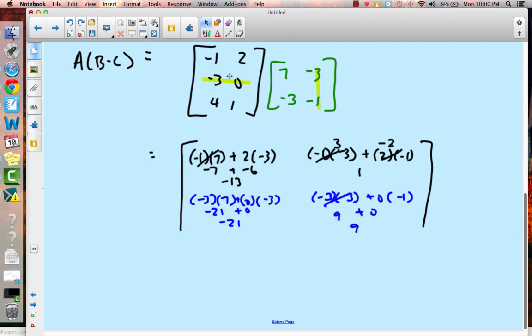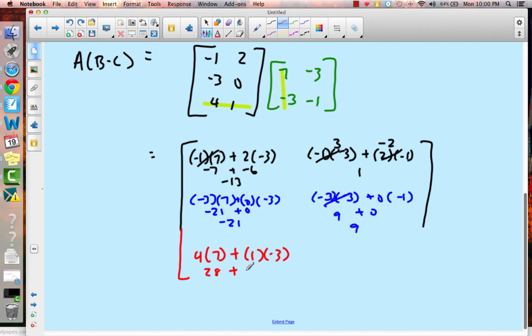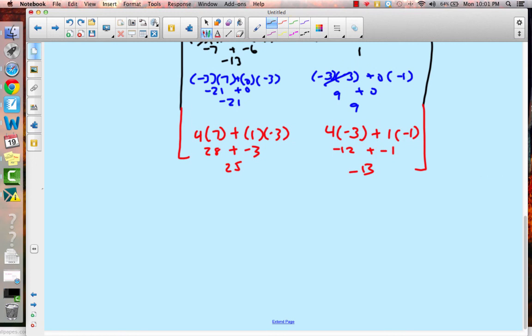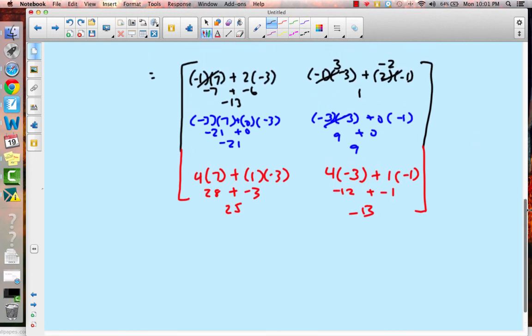Okay. All the columns are done, so finally we go to third row, first column. Okay. So third row, first column, that's going to be 4 times 7 plus 1 times negative 3. So 28 plus negative 3, that gets us 25. And then last but not least, third row, second column. So we get 4 times negative 3 plus 1 times negative 1. So negative 12 plus negative 1 is negative 13. Now I know I took up a lot of space with that. Hopefully you guys will figure out a method that you prefer so that you can understand what you're writing, but you've got to be organized overall with your work.